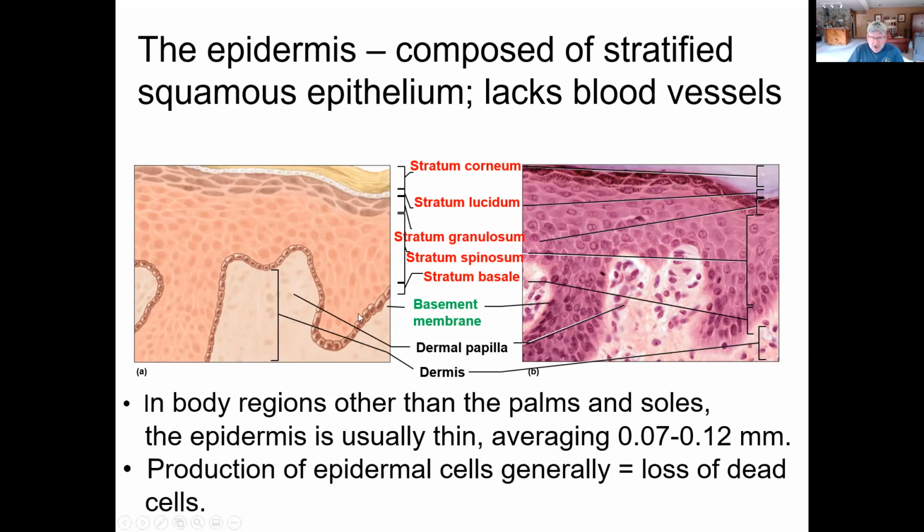We also just finished talking about the active cell division going on here in the stratum basale layer. And that process is fairly constant over time, so that the cells that you lose every day are being basically replaced thanks to that cell division going on in the stratum basale layer.